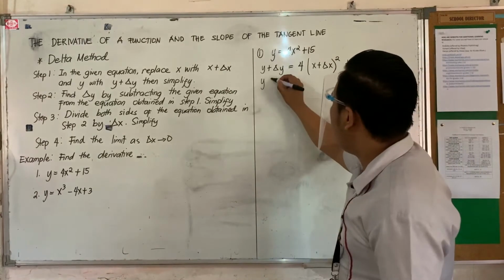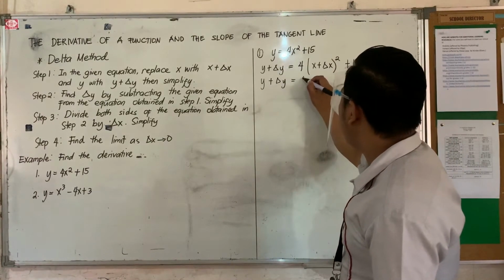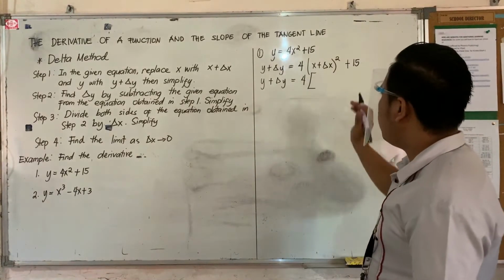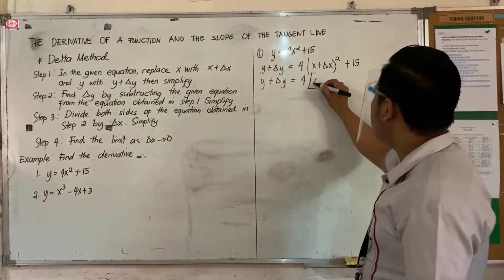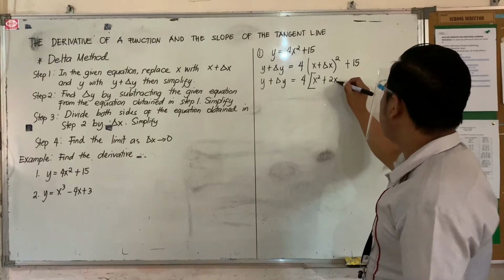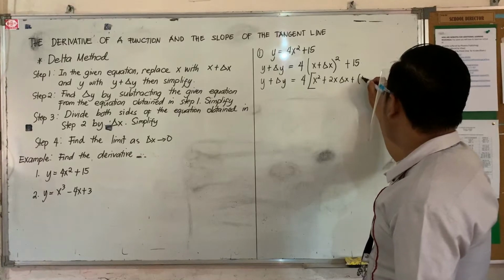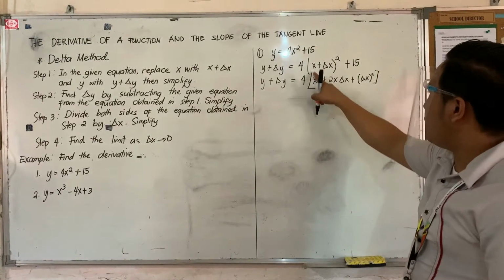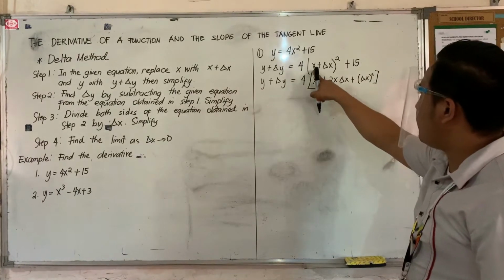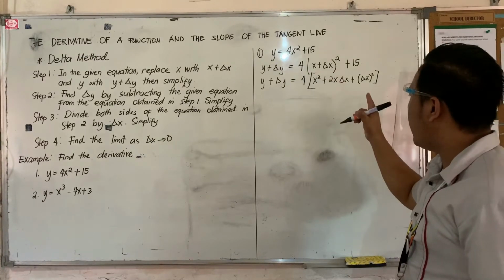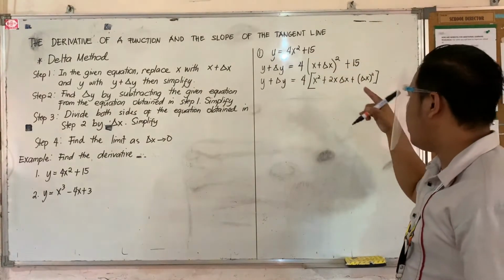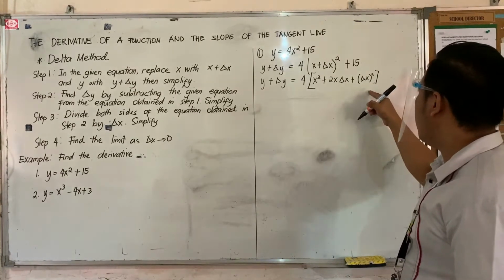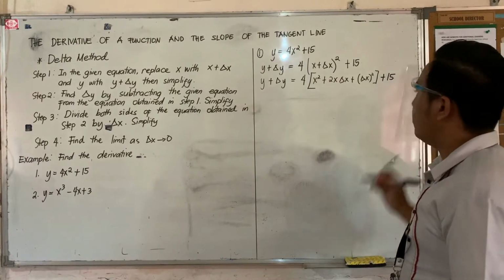So, we have y plus delta y equals 4. Meron tayong i-evaluate na parenthesis. So, squaring this binomial will result to x squared plus 2x delta x plus the square of delta x. Okay, paano natin ginawa? Square of the first term is x squared. Then, multiply the first term to the second term will give us x delta x times the exponent which is 2. So, we have 2x delta x plus the square of the last term which is delta x squared plus 15, yung constant term natin.